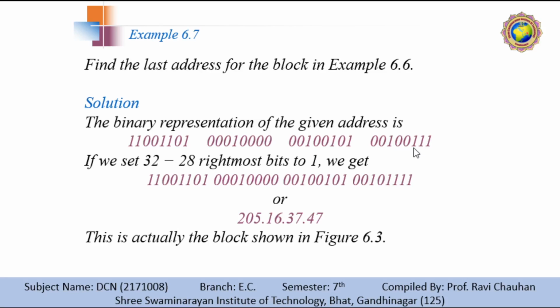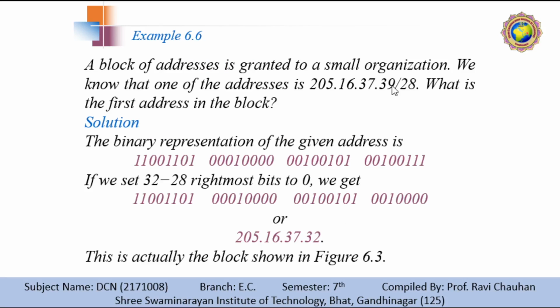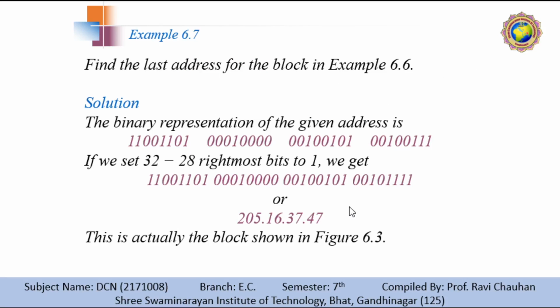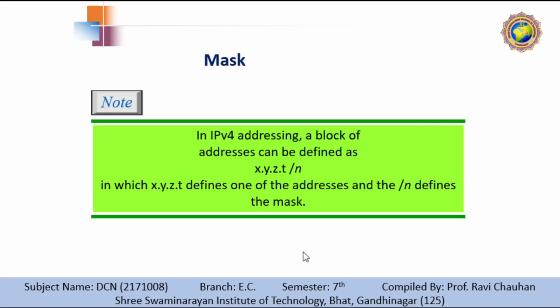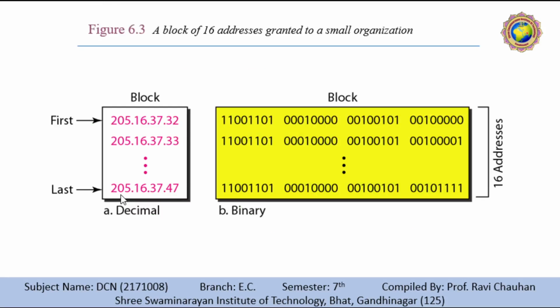So already 3 ones are there, or 1 is added. So our address will become like this. If we convert into decimal notation, the last digit will be 47 in the place of 39. Okay, so over here you can say that it is actually the last address shown in our previous figure. So you just verify your address, 205.16.37.47. Okay, so it is the last address.